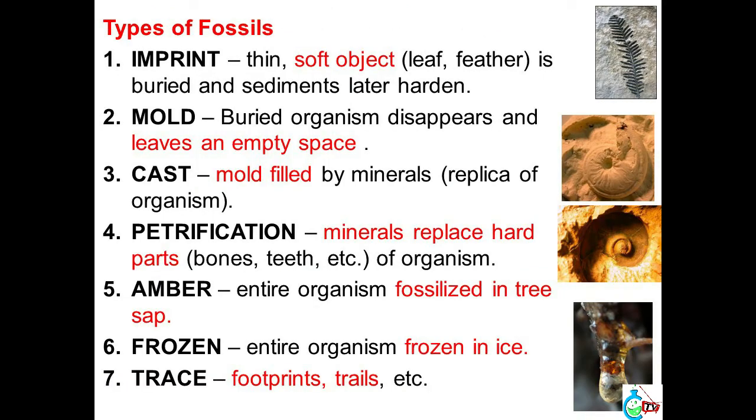Types of fossils. 1. Imprint: a thin, soft object, leaf, feather, is buried and sediments later harden. 2. Mold: buried organism disappears and leaves an empty space. 3. Cast: mold filled by minerals, replica of organism. 4. Petrification: minerals replace hard parts, bones, teeth, etc., of organism.